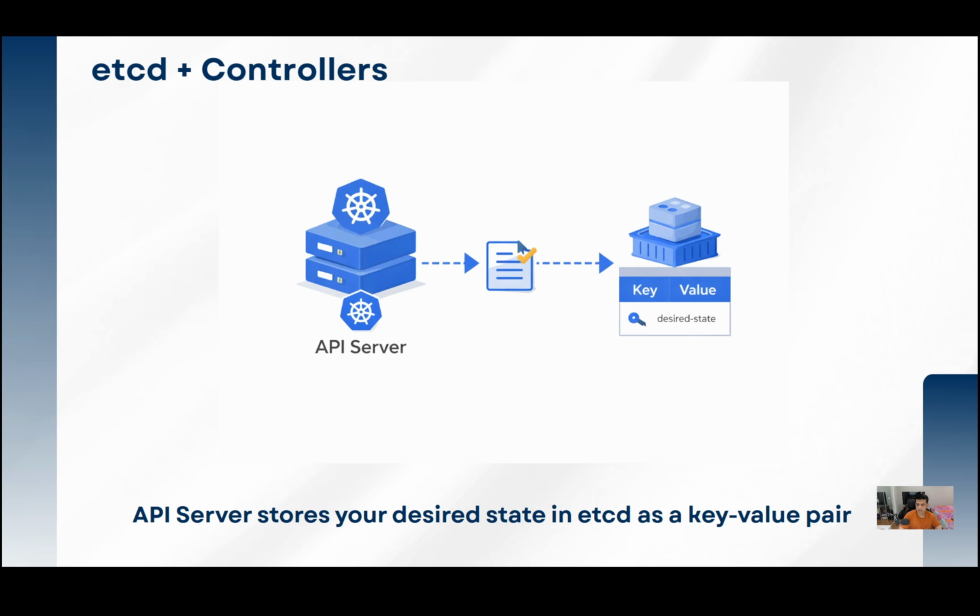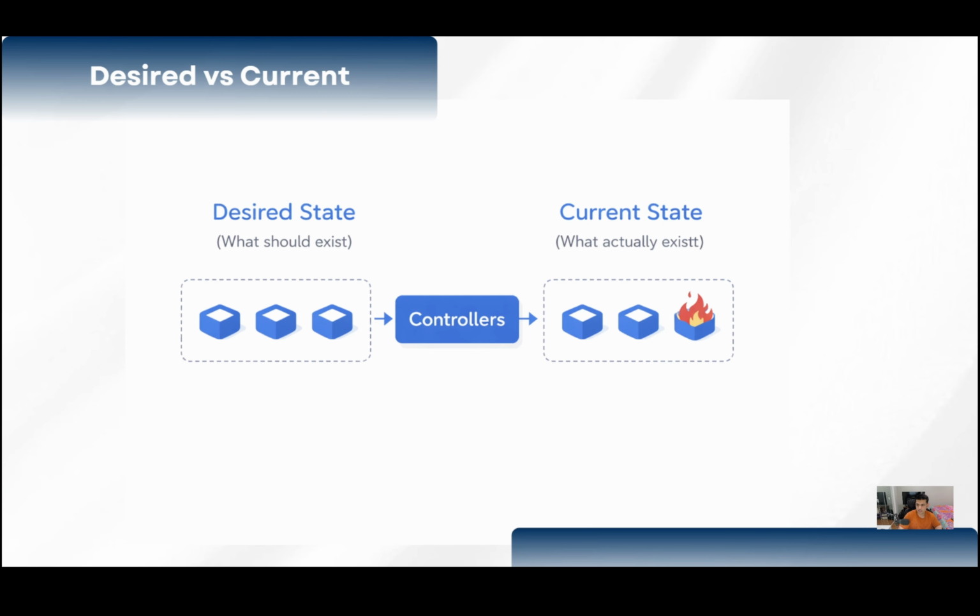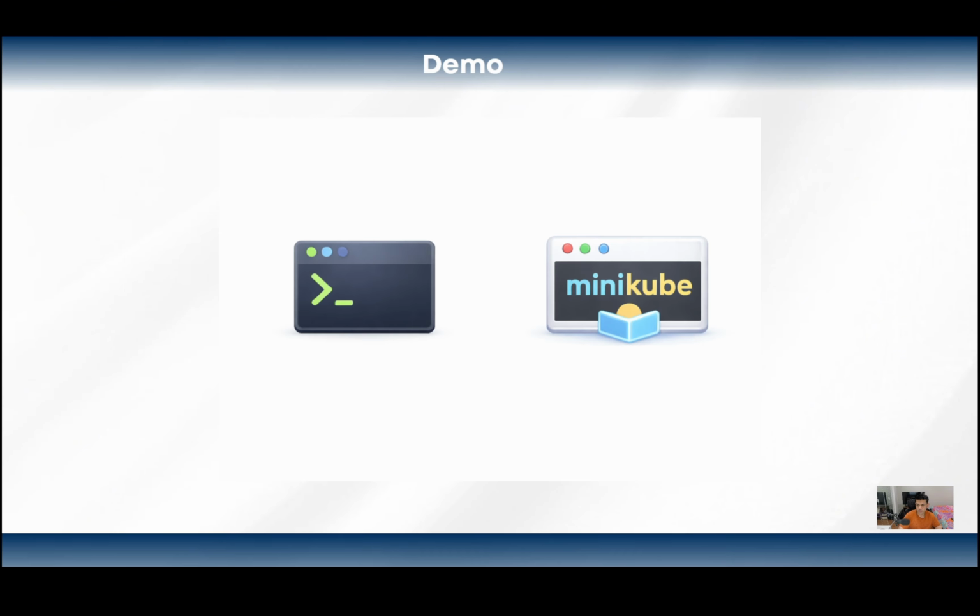Once accepted, the API server stores your desired state into etcd in a key value pair format. Then something important happens. The controller constantly compares the desired state versus the current state. It always compares what should exist versus what actually exists. If something is missing, the controller manager fixes it. That's the reconciliation loop. Now let's head on to the demo section and we'll see this in action.